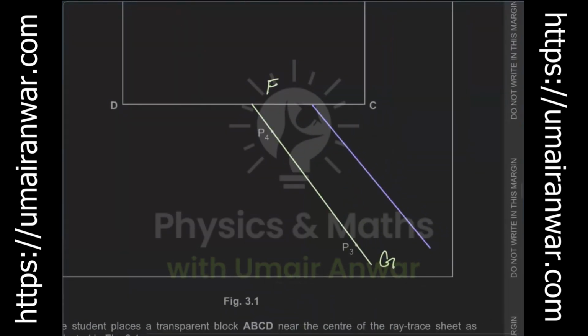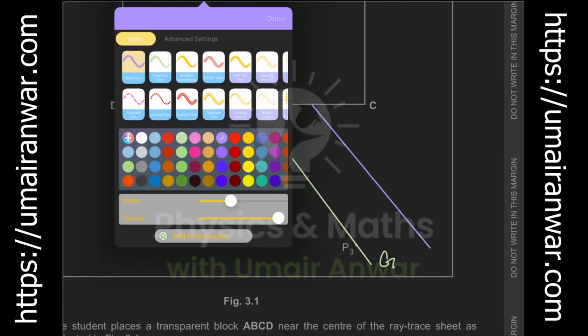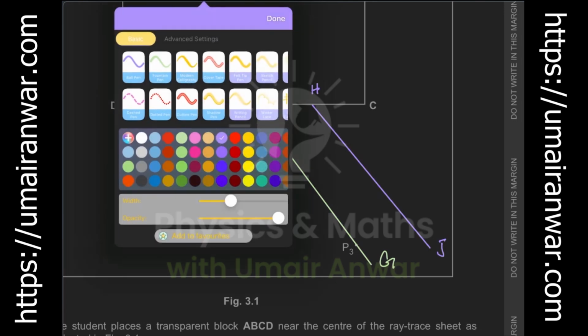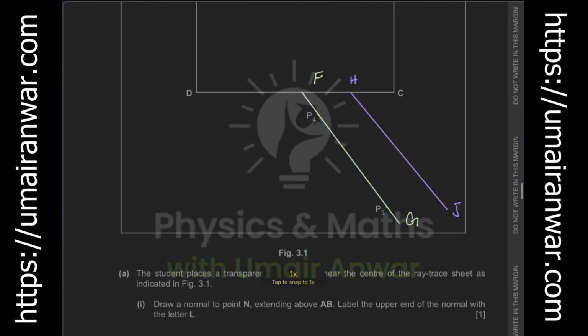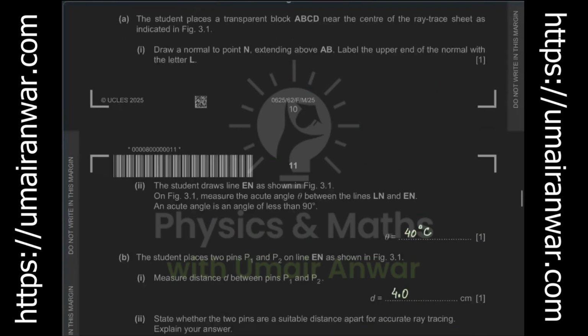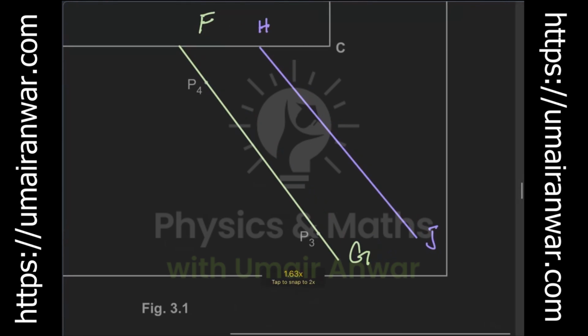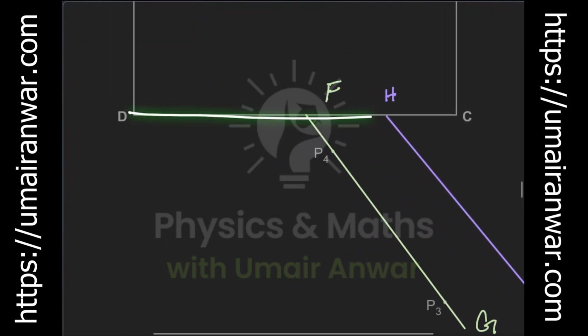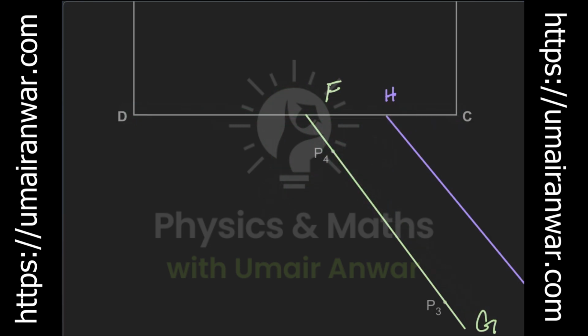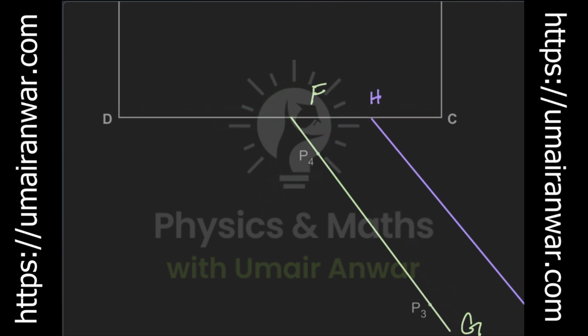So I'm going to write H over here and J. Okay. The next instruction, measure the acute angle alpha between the line CD and GF. Okay, so here is the line CD. Here is the line GF. So there are two angles. One is this one, which they have called alpha because it is an acute angle. The other one could be this one, and it is not an acute angle. So we are going to measure this angle with a protractor.